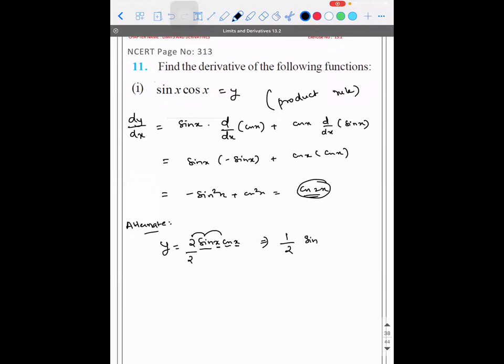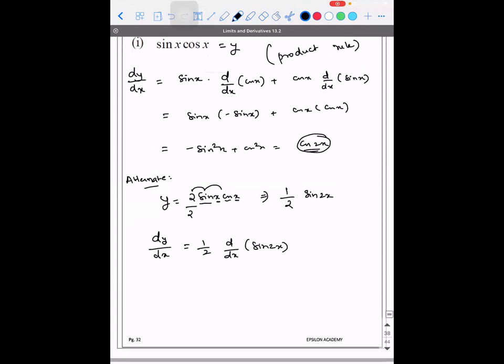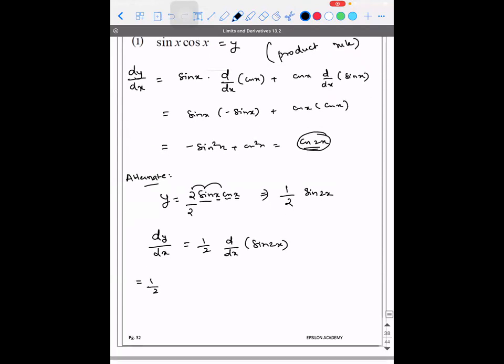Sin 2x. Then dy by dx will be equal to half into d by dx of sin 2x. Accepted? So that will be half into, what is the derivative of sin 2x? It is cos 2x. You understood why it is cos 2x, right? Because derivative of sine is cos, cos of the same angle 2x into d by dx of this angle, that is 2x.